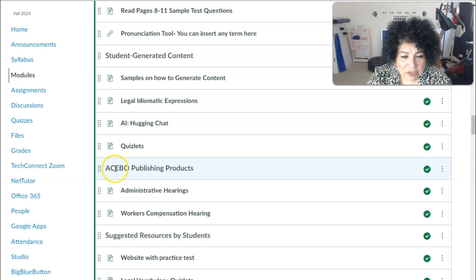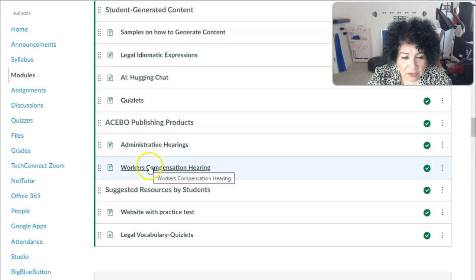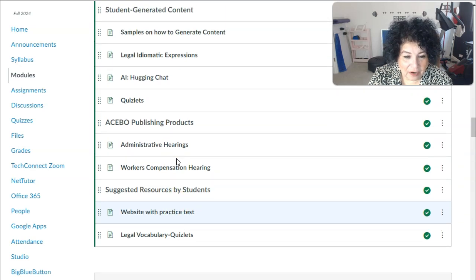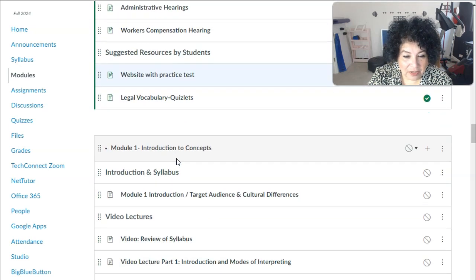I also included the information for the SIBO publishing products because I highly recommend you purchasing them. Again, this is a zero cost textbook, you're not required, but this is just for those of you that would like further training. They have information in administrative hearings, workers' comp, and I include here the information and where to get their products. And then here are other resources that have been suggested by other students that are preparing for this exam. So again, this is just here to support you. But if you're not considering becoming a court interpreter, you could just disregard that section.